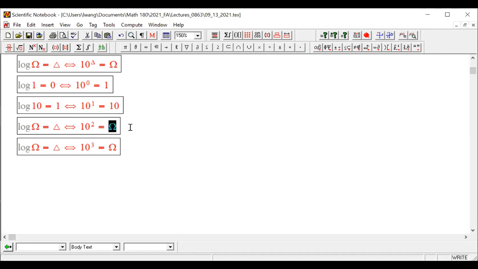How about the third one? Log 100 equals 2. Log 100 is 2. Wonderful. You got it. How about the next one? Log 1000 equals 3. Perfect. That's it.